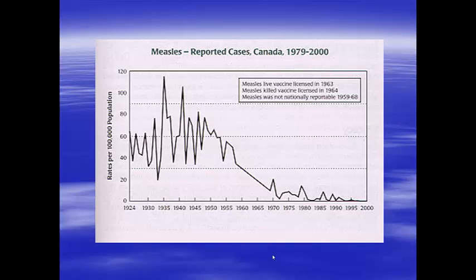So here's the epidemiology in Canada. The live vaccine licensed in 1963. And in the 60s, there weren't so many reportable cases. Anyway, you can see the point here is that the cases are fairly high before the vaccine program's introduced, and afterwards we see relatively few measles cases, although there are sporadic outbreaks.